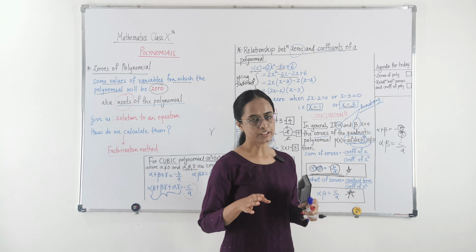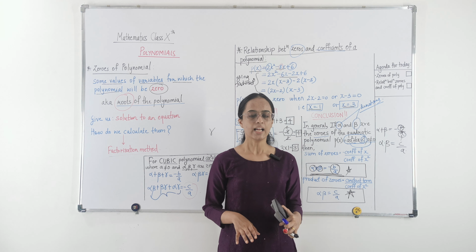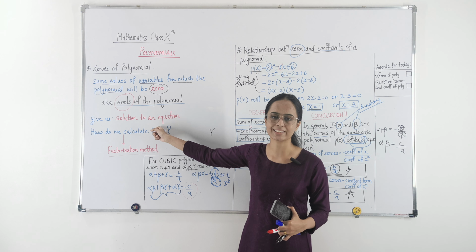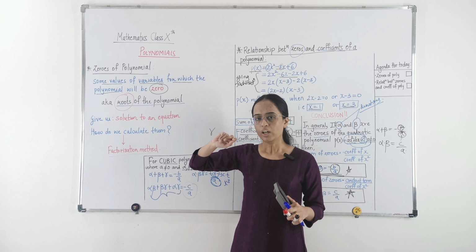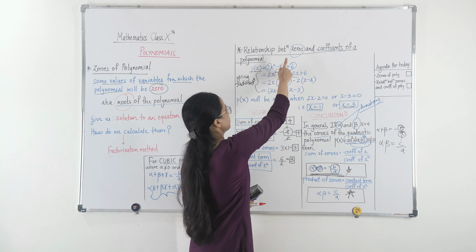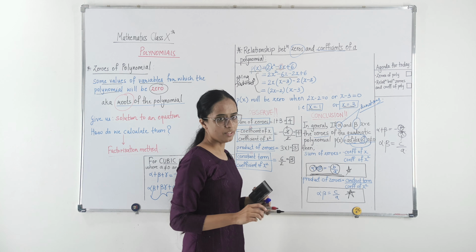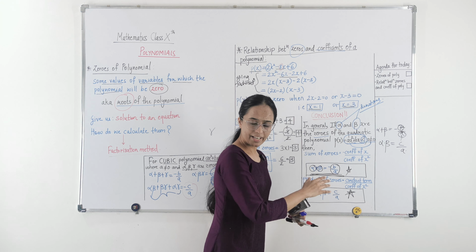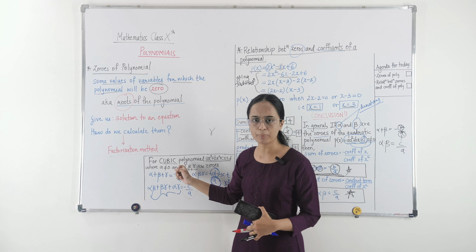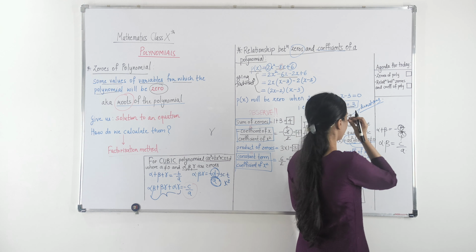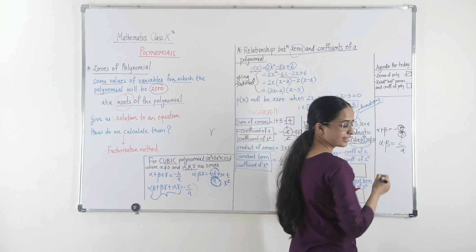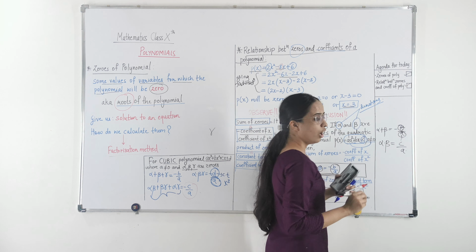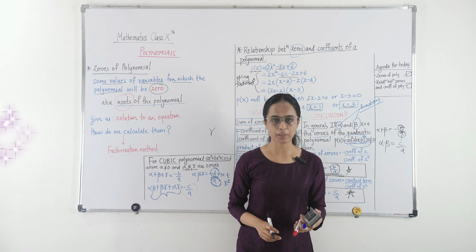So students, with this we come to the end of today's class, and to sum up today's class, we started with the zeros of a polynomial. We saw what exactly the zeros of a polynomial are. Then we moved on to establishing a relation between the zeros and coefficients of a polynomial, where we observed a few things and concluded these two relations. Then we moved on to calculating the same for a cubic polynomial. So our agenda for today of knowing what the zeros of a polynomial are is completed, and we saw the relationship between zeros and coefficients of a quadratic polynomial as well as a cubic polynomial.